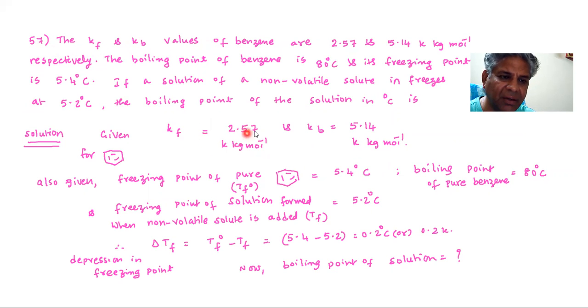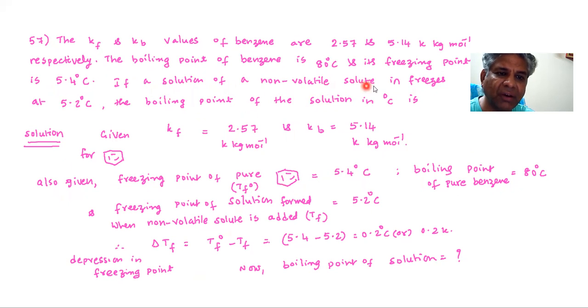Kf is given as 2.57 K kg mole inverse and Kb as 5.14 K kg mole inverse. The boiling point of benzene is 80 degrees centigrade. This is the boiling point of pure benzene, that is the pure solvent. And its freezing point is 5.4 degrees centigrade. So the freezing point is also given. Freezing point of pure benzene, Tf naught, is equal to 5.4 degrees centigrade.